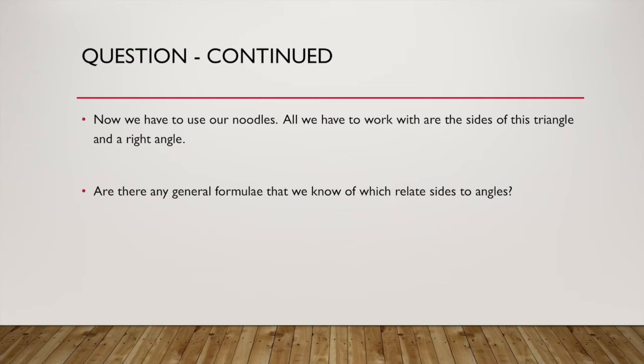Now we have to use our brains. All we have to work with are the vectors of the sides of the triangle, the magnitudes of the sides, as well as a 90 degree angle that we have to show as our solution. So is there any formula that we can think of that relates sides to angles? It's probably the sine law. Yeah, but it doesn't help. We don't know what the other two angles in our triangle are. I mean, we can use sine, cos, tan and figure it out, but that's too much work. There's an easier way to do that.